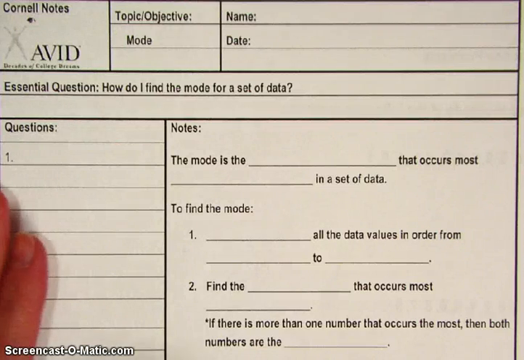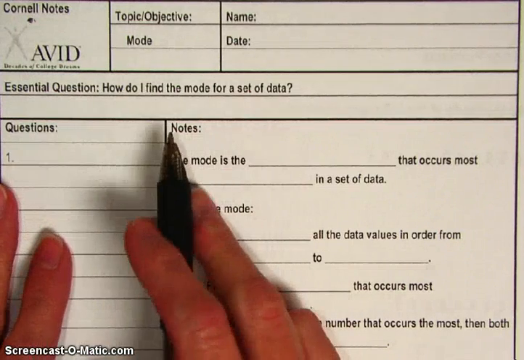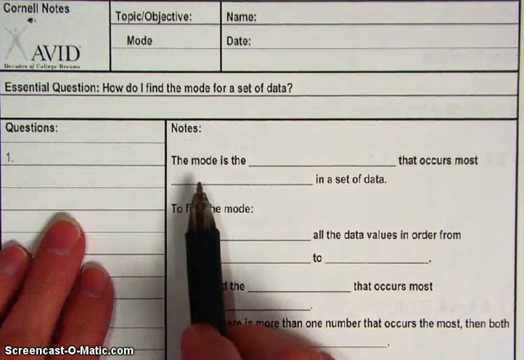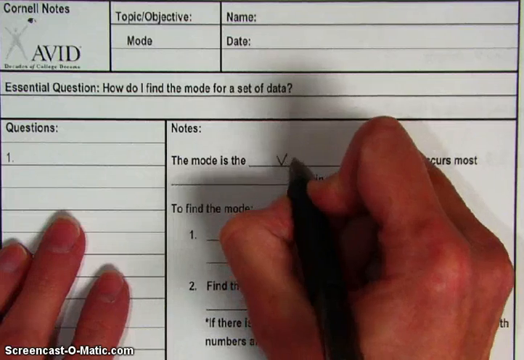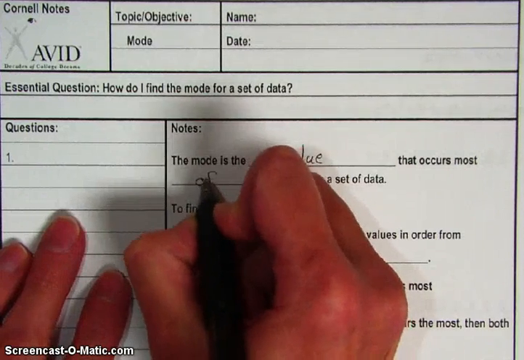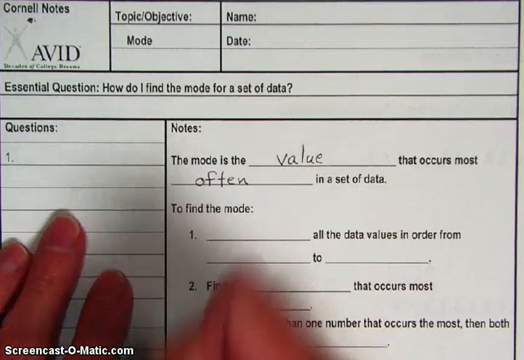Everyone. Today we're going to look at mode. And our essential question is, how do I find the mode for a set of data? The mode is the value that occurs most often in a set of data. So it's the one that you see the most.